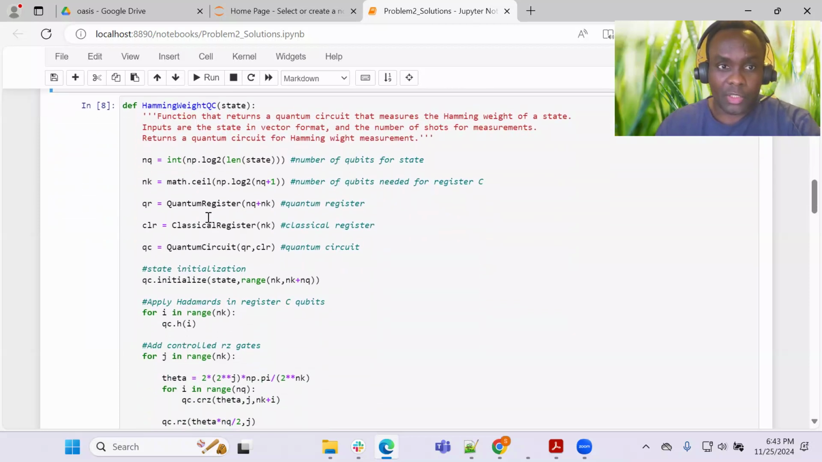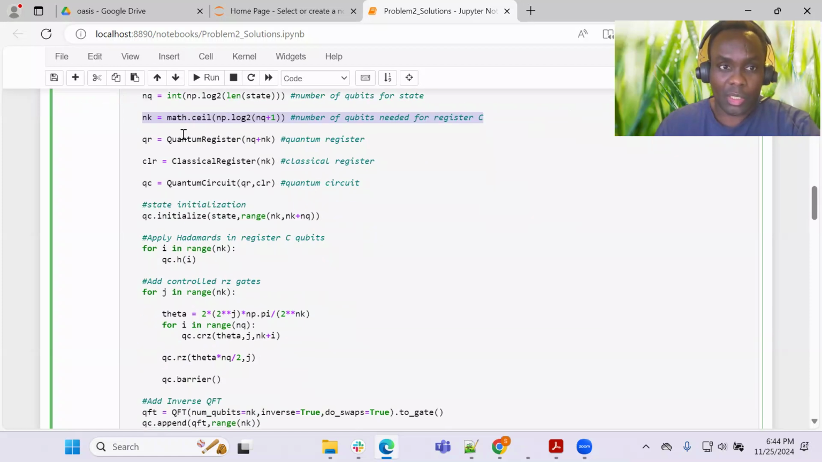Okay, so this is the function, Hamming weight quantum circuit. The input is a state in vector format, as I mentioned earlier. First, you're counting the number of qubits for the state. How many qubits does this particular state have? This line right here is just log base 2 of the length of the state, in integer format. In the second step, I'm calculating the number of qubits needed for the register C. This is where you're going to make your measurements.